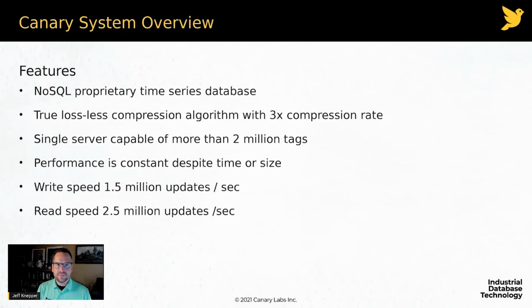We can update or write at 1.5 million new TVQs, timestamp, value, quality, per second. So that's 1.5 million tags updating at one update per second, or it's 100,000 tags updating 10 times a second. But 1.5 million updates per second, value changes per second for the write speed, and the read speed almost double that at a little bit more than 2.5 million reads per second.